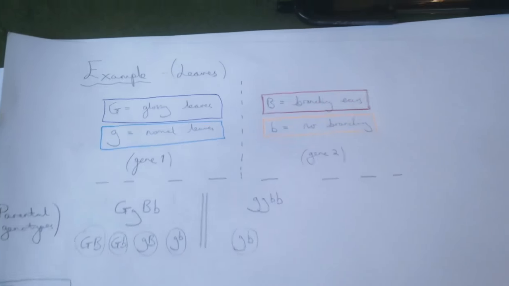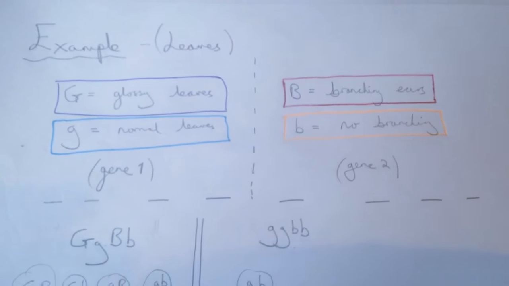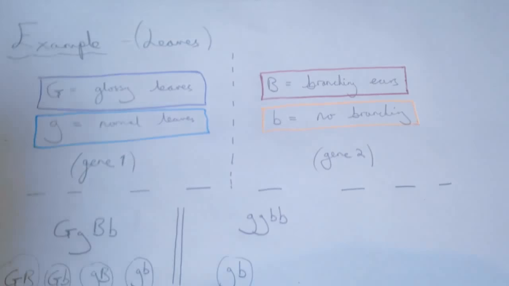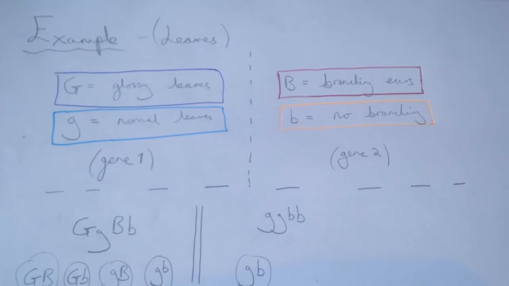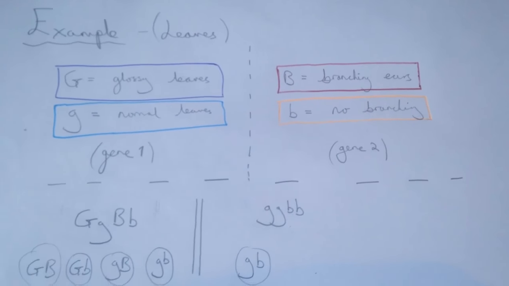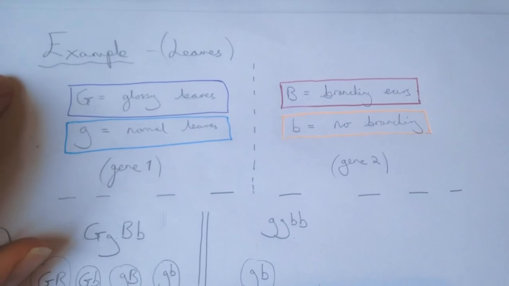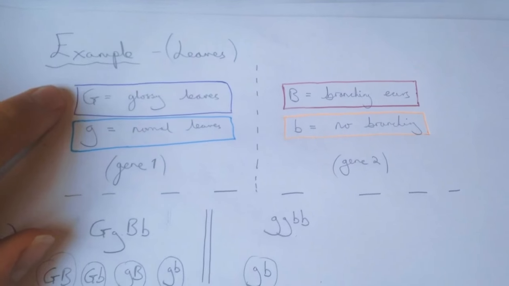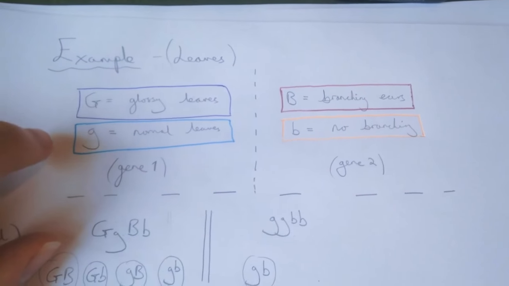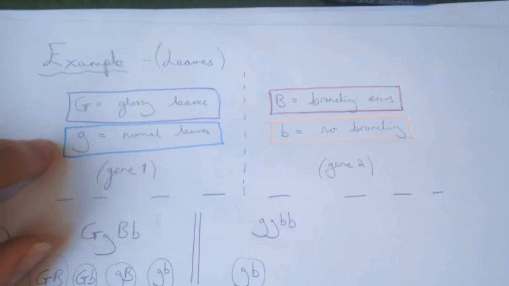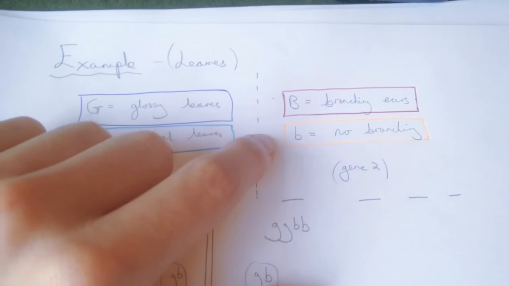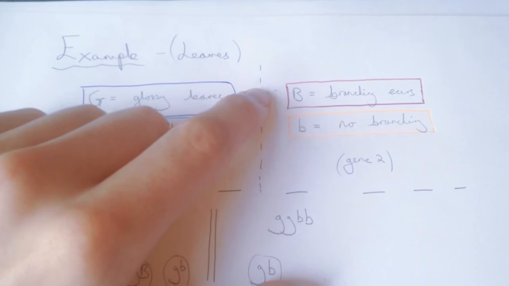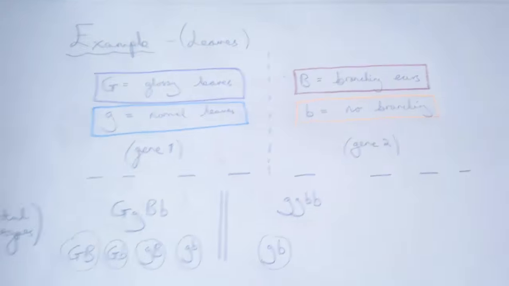Okay, so we're going to look at an example here. We're going to use the example of leaves. So the first part of this question really is not going to be much to do with autosomal linkage. We've got two genes, a dominant and a recessive, so glossy leaves and non-glossy leaves, and then a dominant and recessive for gene 2, which would be branching ears and no branching.